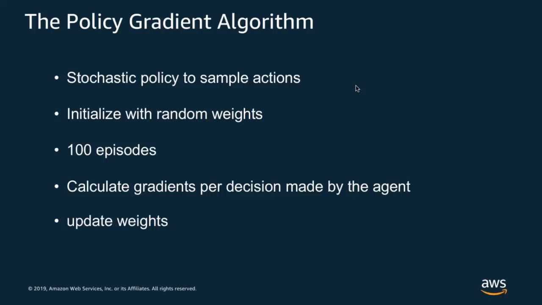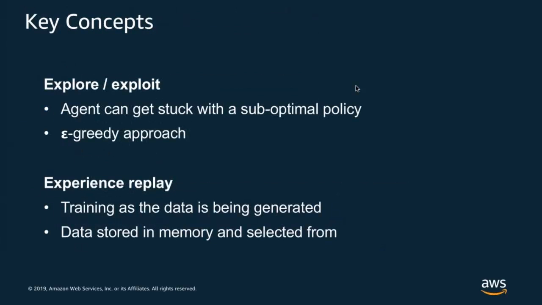And this training data then is used to calculate the gradients for every decision that was made by the agent. And finally, as we would do in any gradient descent algorithm, we would update the weights using the gradients calculated in the previous step. The only difference here is that unlike supervised learning where we have labels, in this case, instead of labels, we have these cumulative discounted rewards that we use.